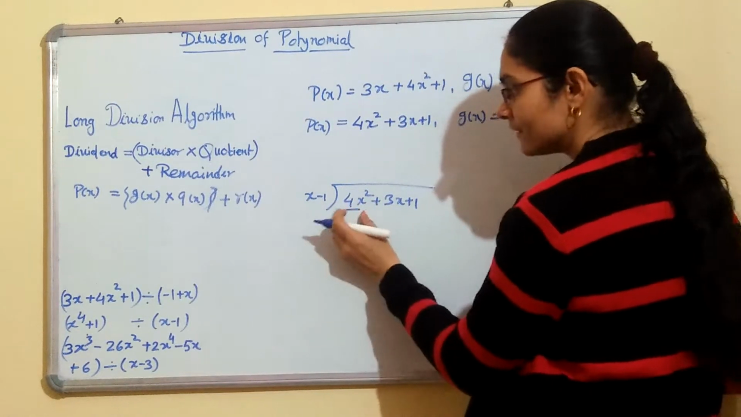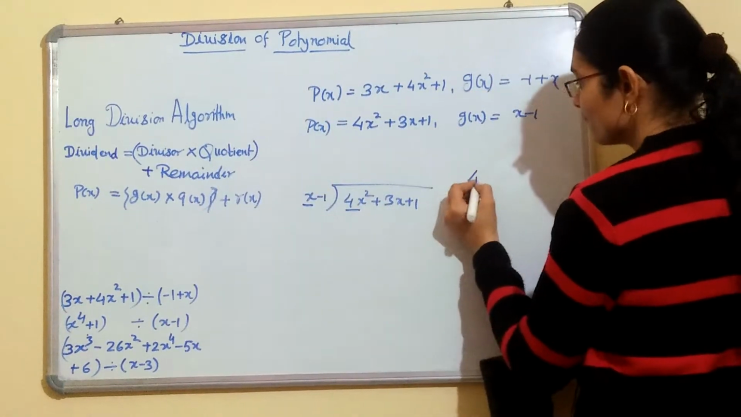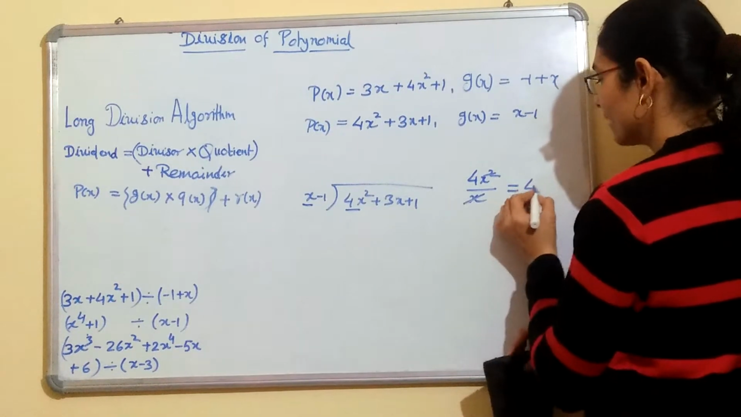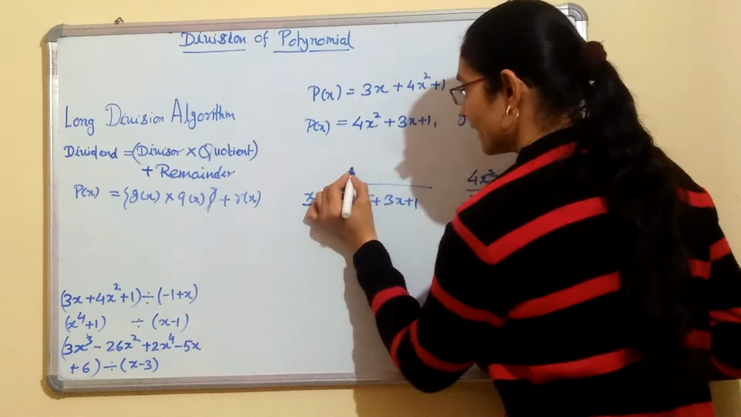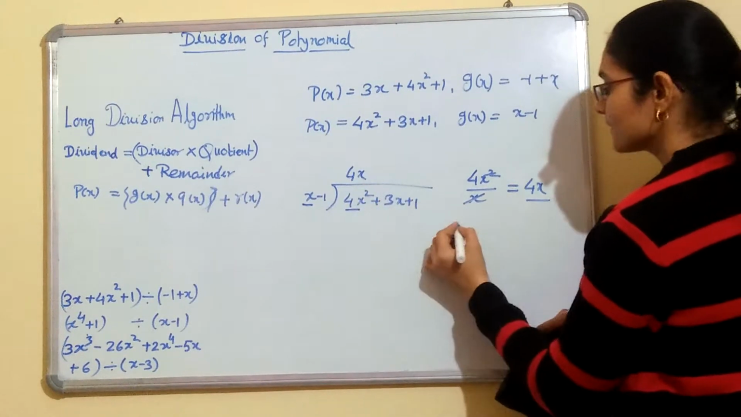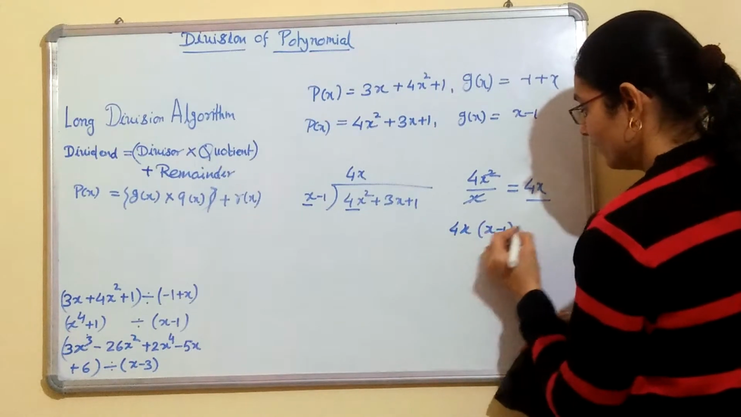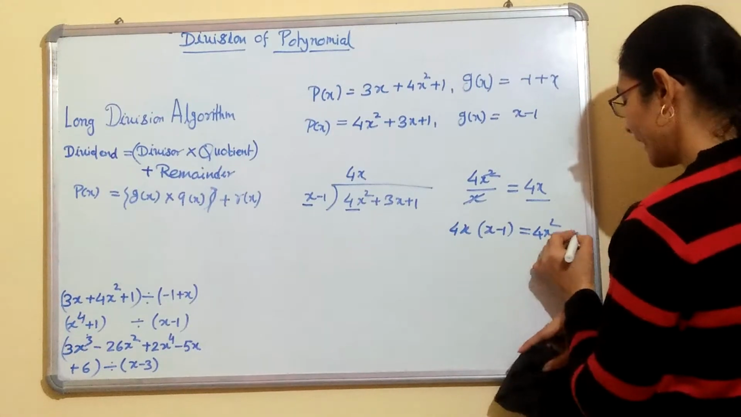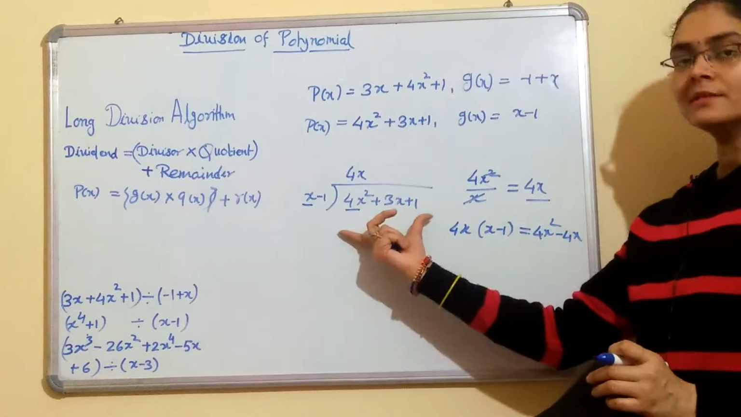Firstly, we divide the first term of the dividend by the first term of the divisor. So 4x square divided by x gives 4x. This is the first term of the quotient. So we write here 4x. Now 4x multiplied with the divisor gives 4x square minus 4x, and subtract this from the dividend.